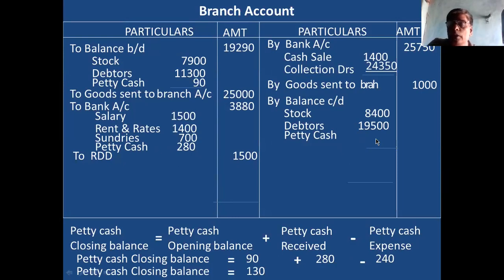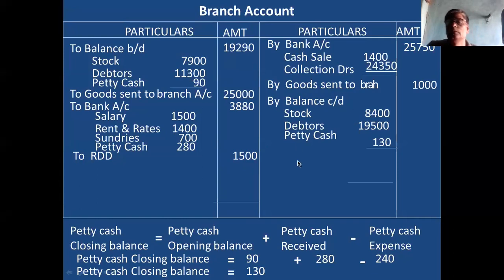Otherwise, you open the PT cash account. You see here, on the debit side, 4 items are completed: opening balance, goods sent to branch, bank, RDD. Then on the credit side, 3 items are already completed: bank, goods sent to branch return, closing balances. Abnormal loss is not in the problem.